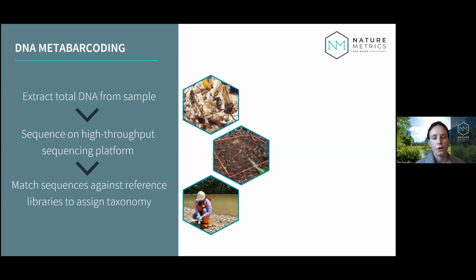So the core tool that we use at Nature Metrics is called DNA metabarcoding. And this is basically a way of generating a list of species from complex samples that contain many different species in a single reaction. So you take your sample, you extract all of the community DNA from it, so you have a sort of soup of DNA, and you sequence that DNA on a high throughput DNA sequencing platform. That spits out millions of DNA sequences, which are then processed and matched against reference libraries of known species to identify them.